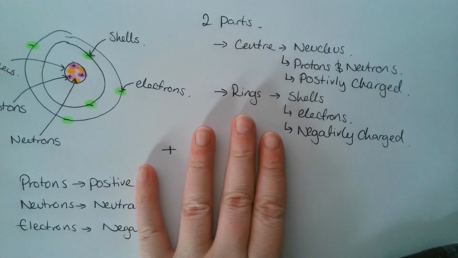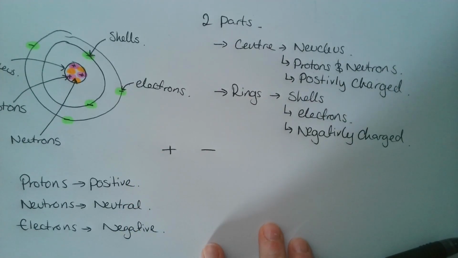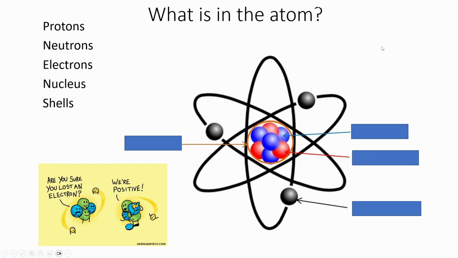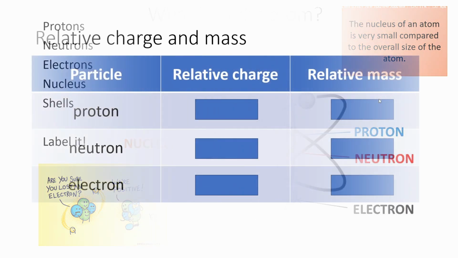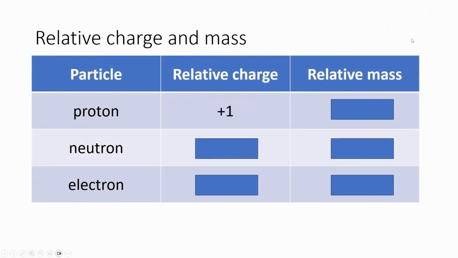Now we've talked about charges. We have to now talk about mass. So let's switch back over. So we've talked about protons being positive. Now at GCSE, and we do stick with this throughout chemistry, protons have a relative charge of +1. They also have an associated mass, which is 1.